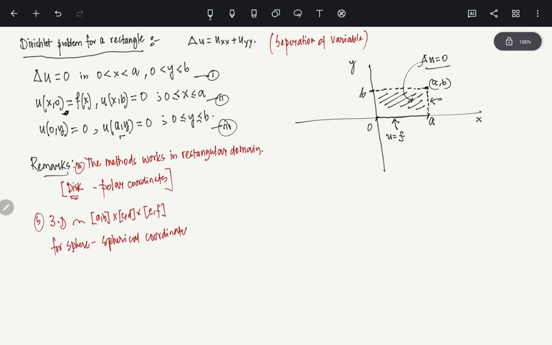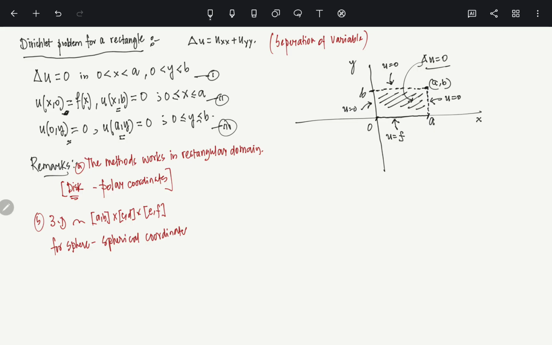What about u restricted to the line x equals a? You see, on the line x equals a, u is 0, so here u is 0. What about here? Here is the line y equals b, right? On the line y equals b, u is 0, so here also u is 0, and here again u is 0. This is the line x equals 0, so u equals 0.